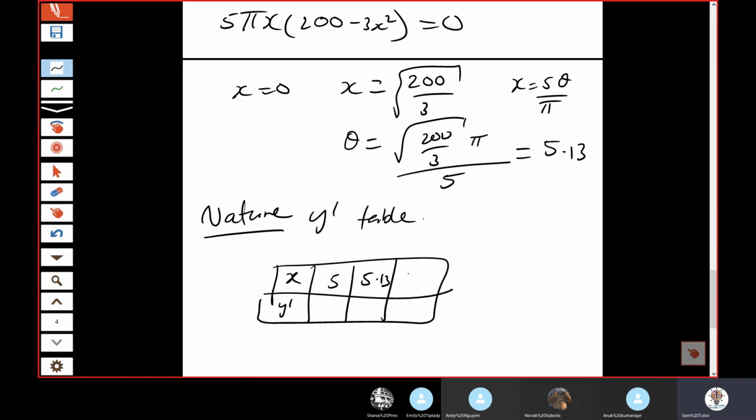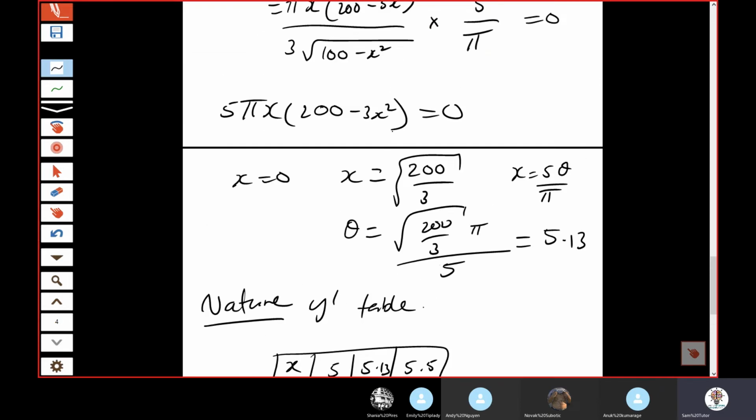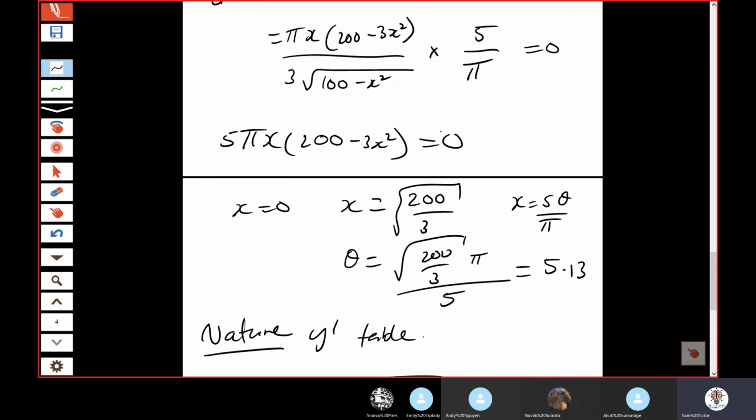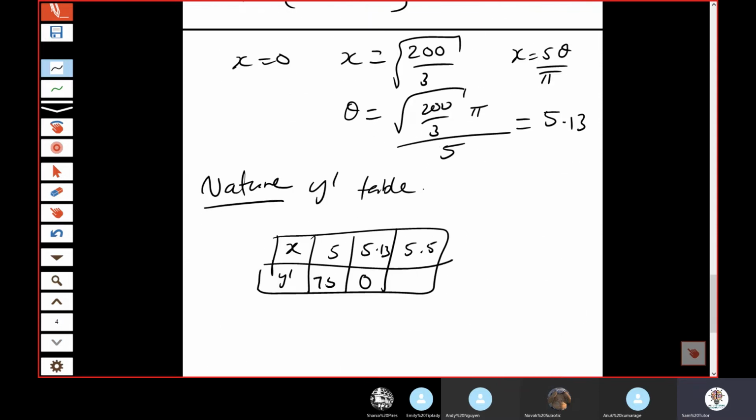.13, so we'll choose 5 there, and I think we'll choose 5.5 there. We're going to sub 5 and 5.5, or I'm going to sub it into this thing right here. Okay, pi times 5, bracket 200 minus 3 times 5 squared on 3 root 100 minus 25. We'll just write 5 squared. 75. So that one became 75.